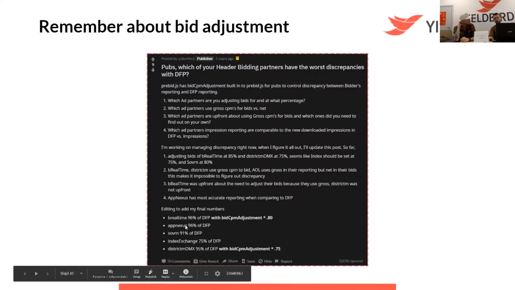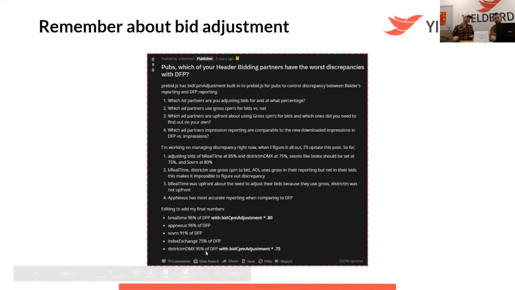Some like AppNexus showed only 4% discrepancy. Some like Index for some publishers showed up to 25. So you have to be careful. You have to take a look at it. We also know publishers who are looking for header bidding solutions which provide an option to monitor those discrepancies within header bidding. We're working on it. We don't have it developed yet, but it's really important. It can give you an additional 10 to 15% of revenue if you're not monitoring and adjusting it properly yet.